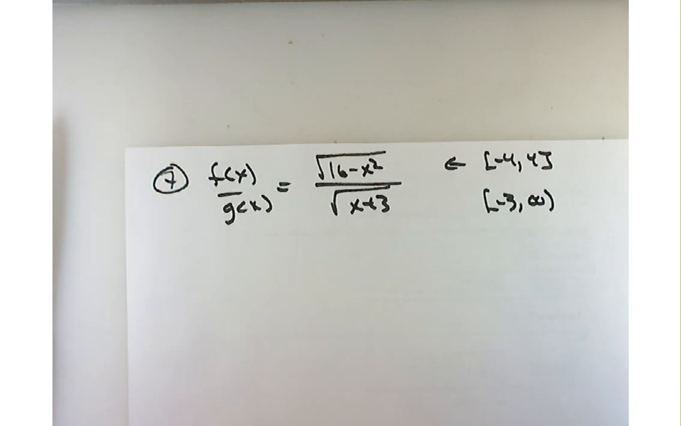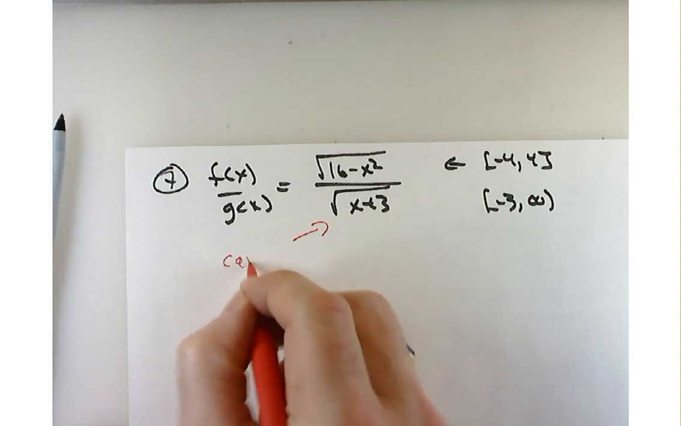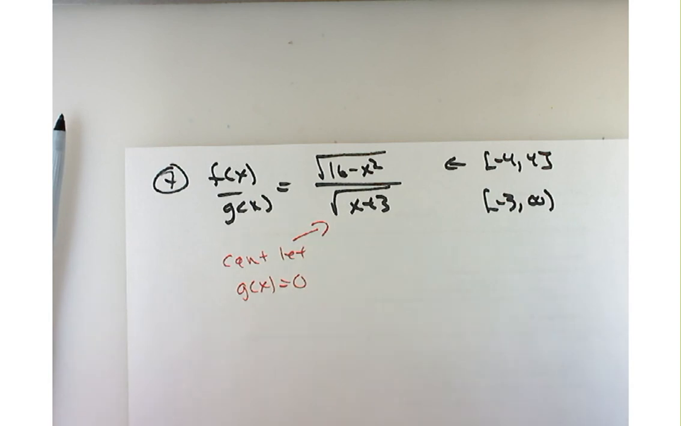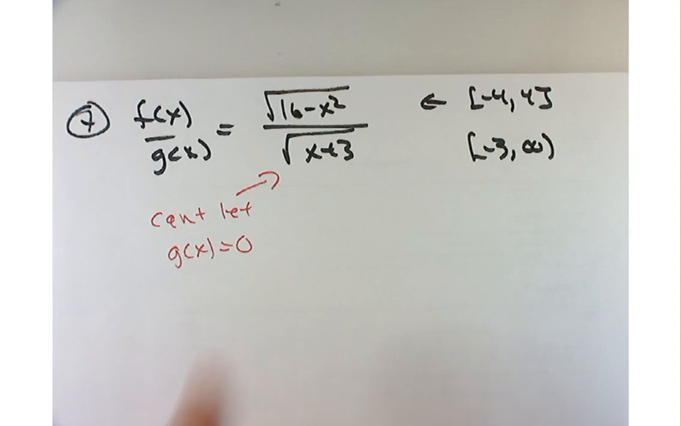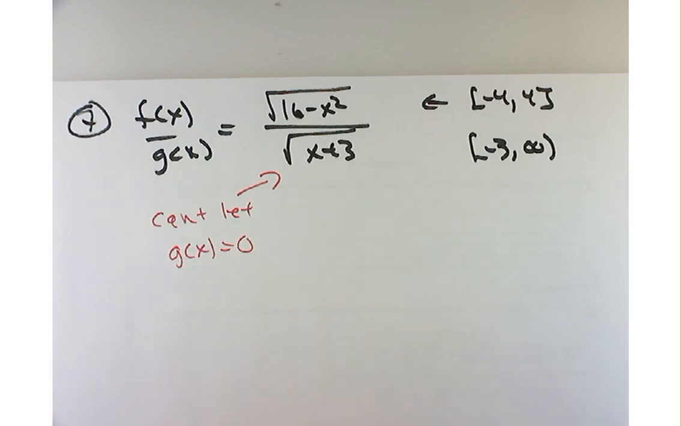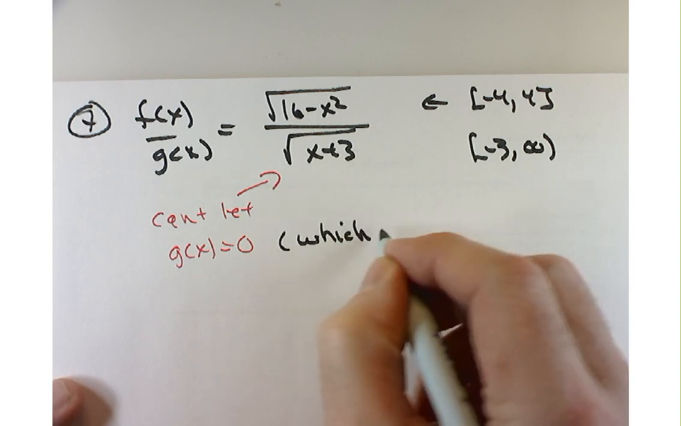But by virtue of this being in the denominator, we can't let g of x equal 0. So the question then becomes, what value of x puts a 0 in the denominator? So g of x equals 0 when x equals 3, or negative 3, I should say.